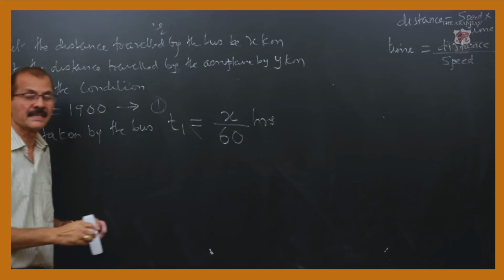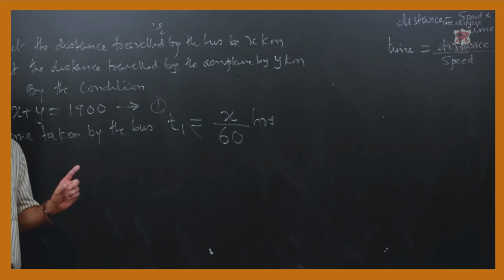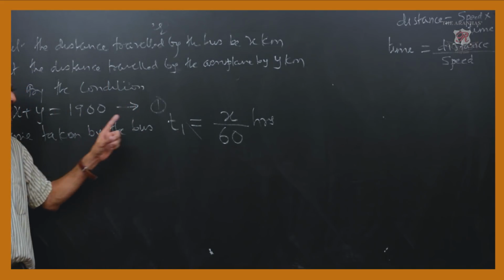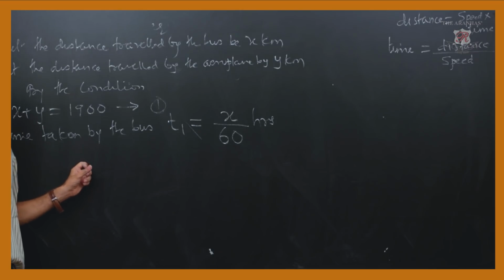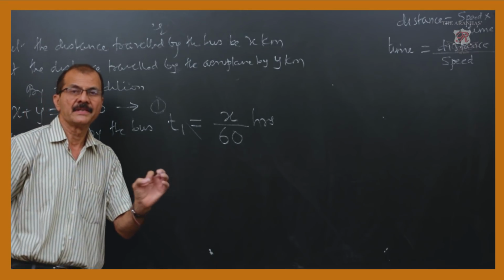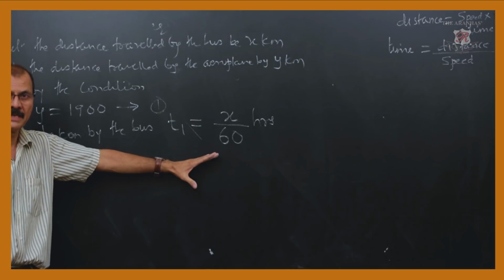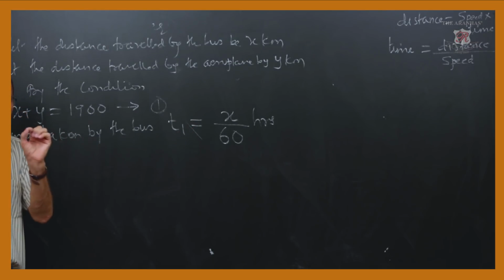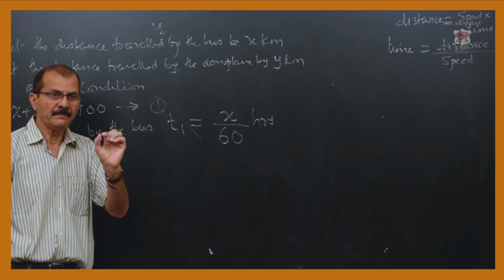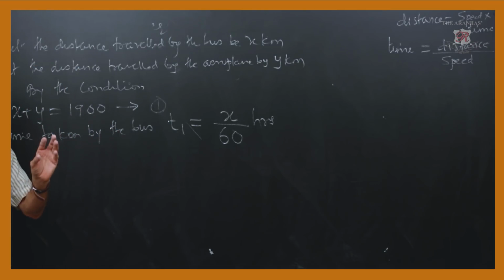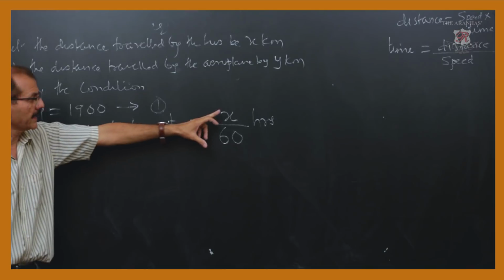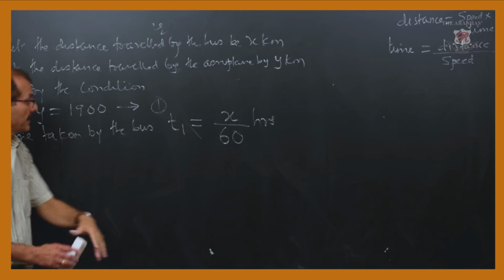This much time it will take to cover the distance of x kilometers at the speed of 60 kilometers per hour. I hope this is clear. I will repeat again. Time taken by the bus is x upon 60.